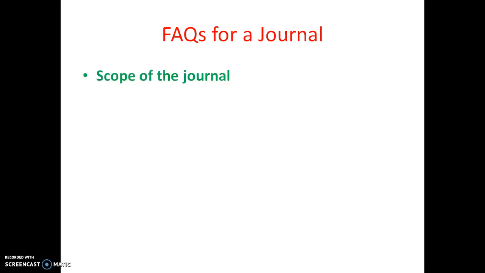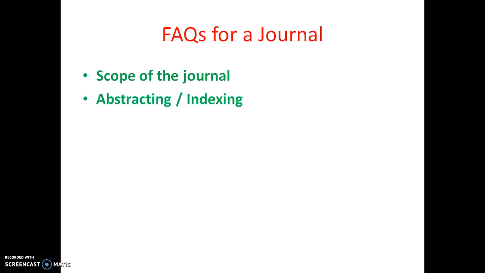So the next one is FAQs, frequently asked questions for a journal. If we publish a paper in a journal, what do we have to do? We need to see first the scope of the journal. So I can't publish my paper in a mechanical engineering journal unless I add some mechanical content in it. So we need to see the scope of the journal.